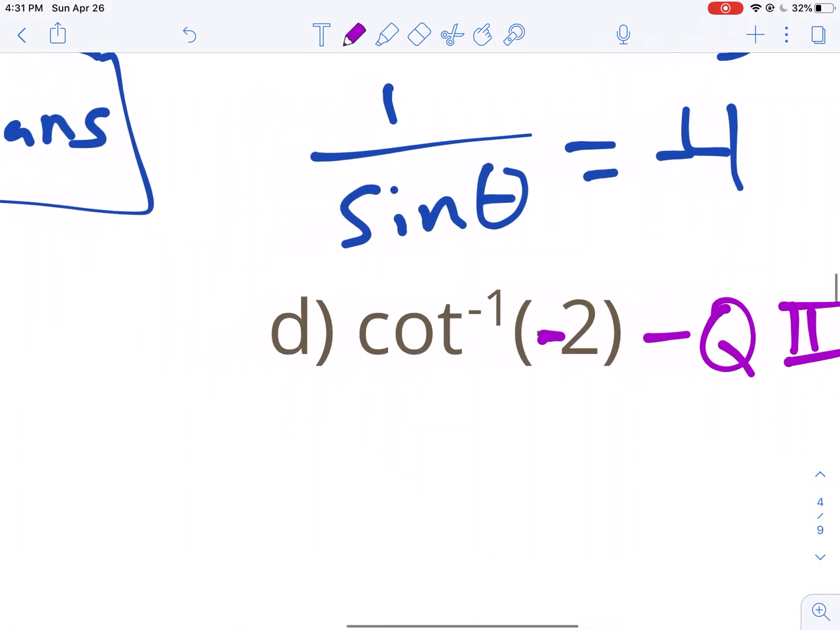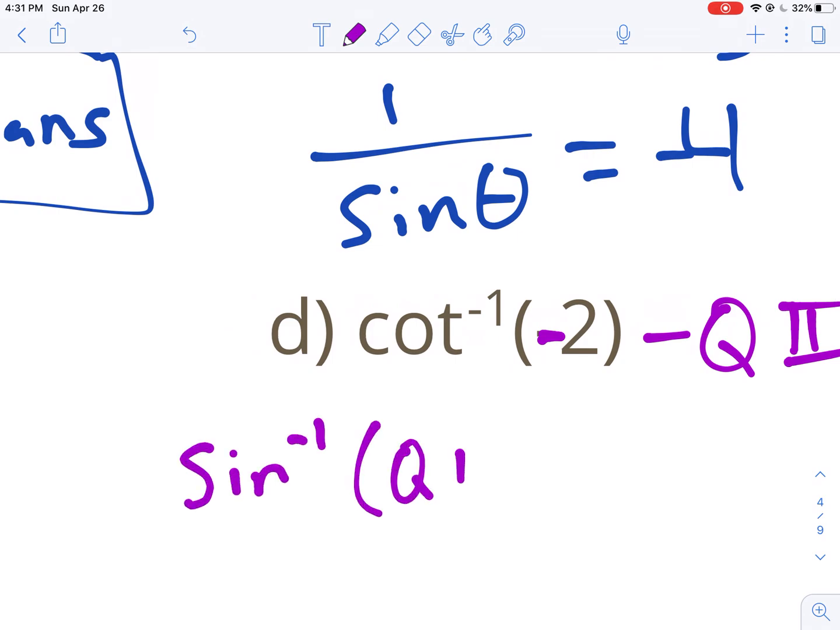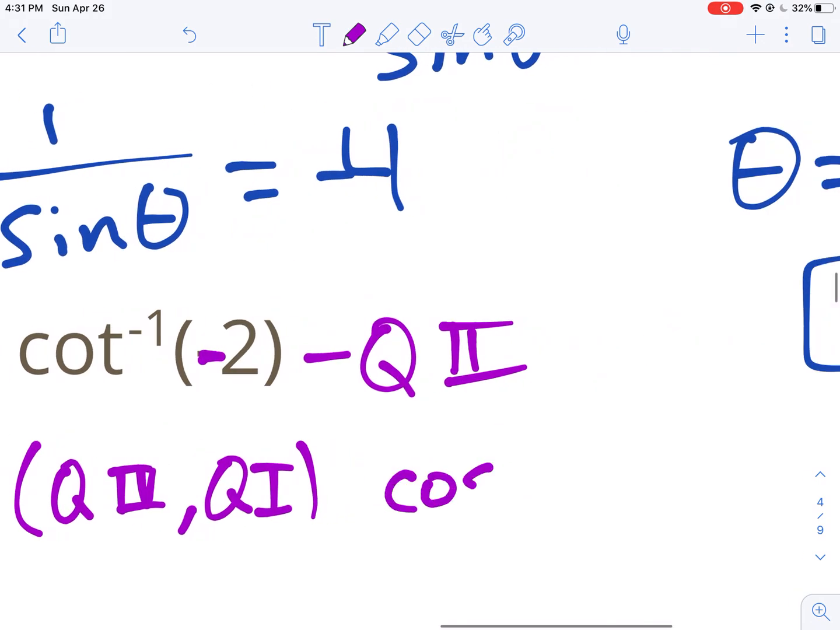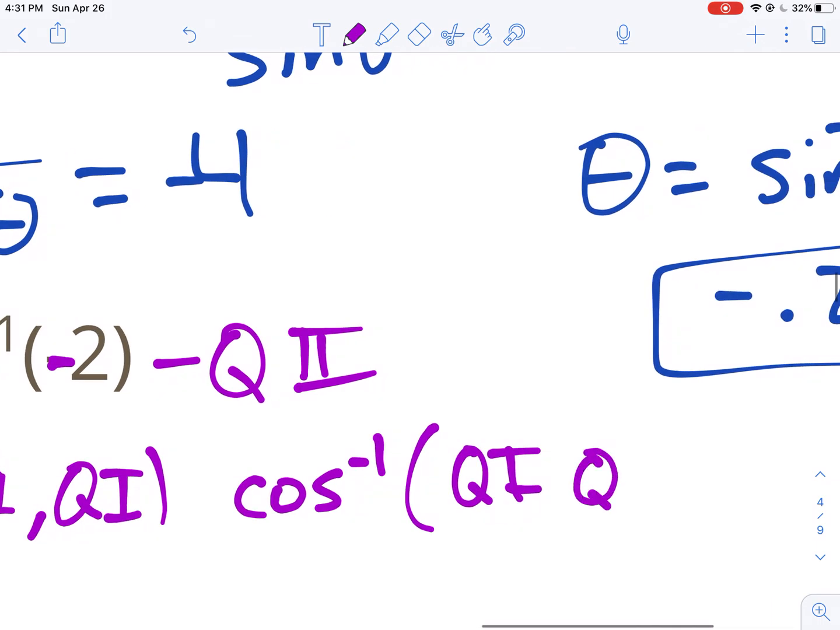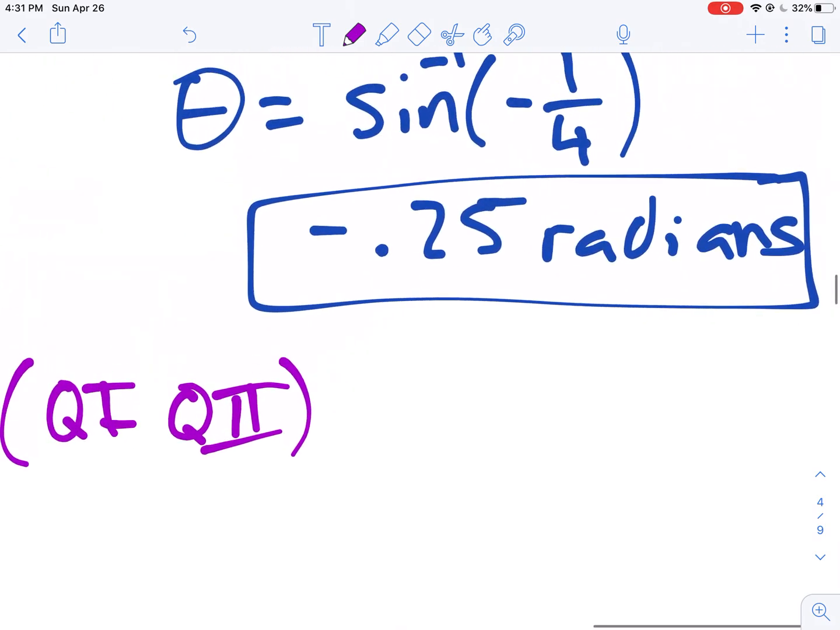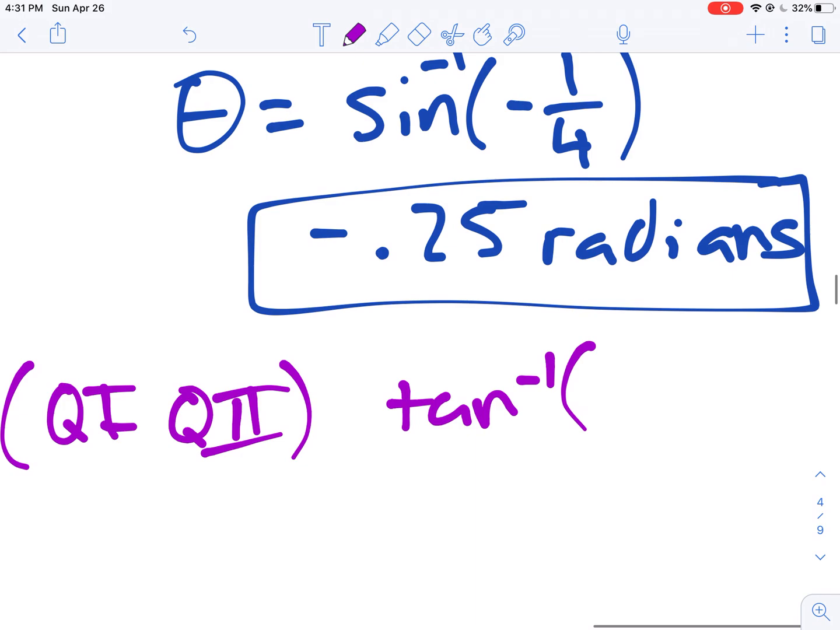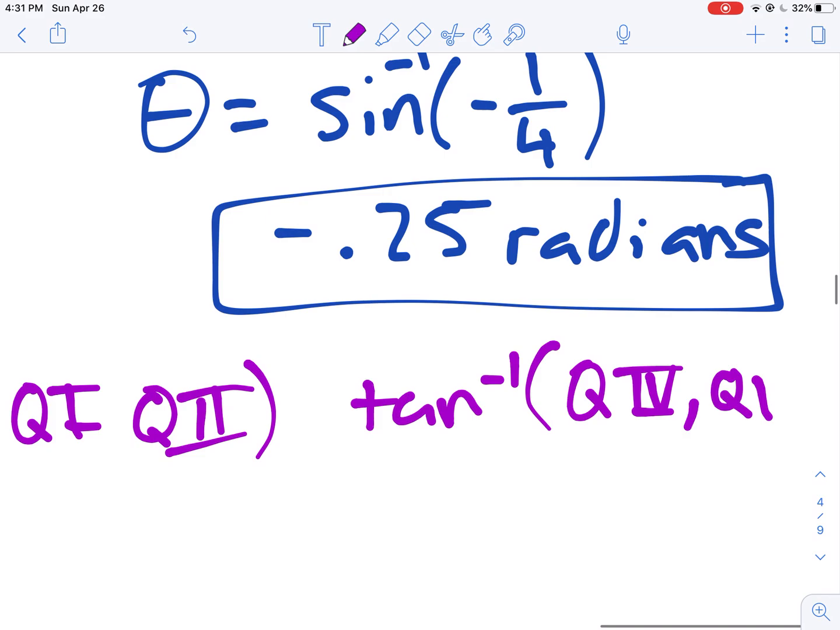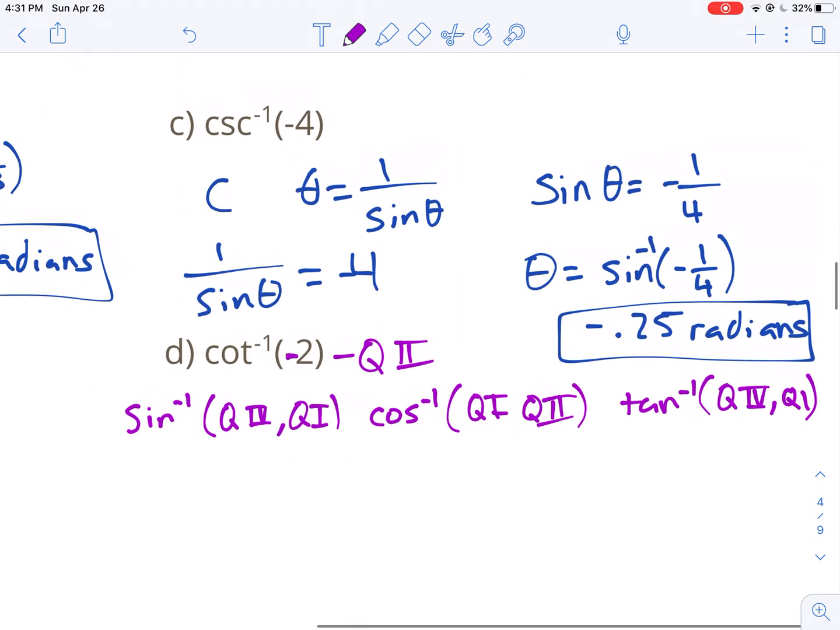So I start thinking about the buttons I have on my calculator. My sine inverse falls in quadrant 4 or quadrant 1. My cosine inverse falls in quadrant 1 or quadrant 2. And then we've already learned that our tangent inverse falls in quadrant 4 or quadrant 1, depending on if it's a negative or positive. Now, I say to myself, okay, this cotangent of this negative angle is in quadrant 2, the only function on my calculator that will get me to a quadrant 2 angle is my inverse cosine.